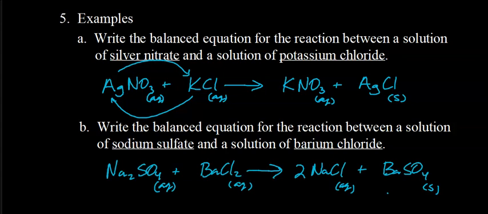So according to the solubility rules, barium sulfate is not soluble in water, so that is our precipitate. Don't forget to balance the equation. Everything else in this reaction is aqueous, or dissolved in water.